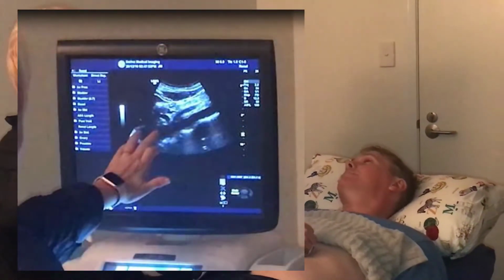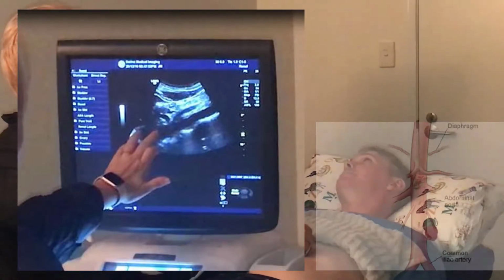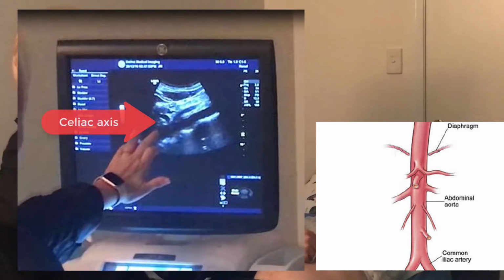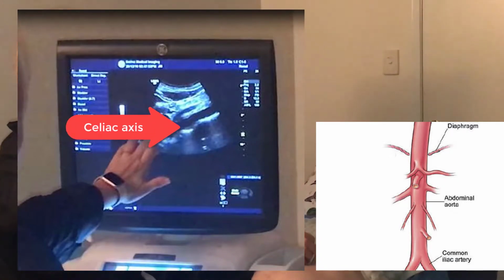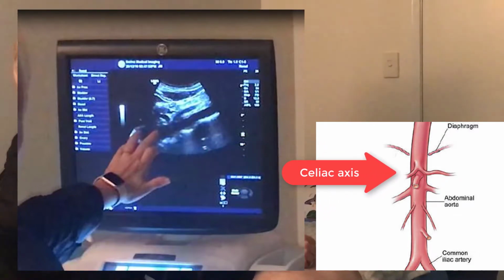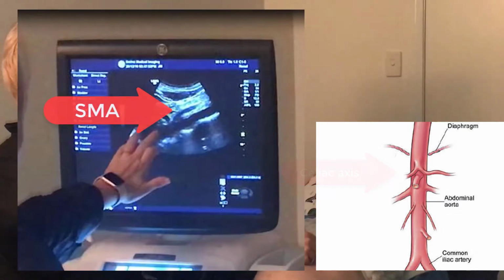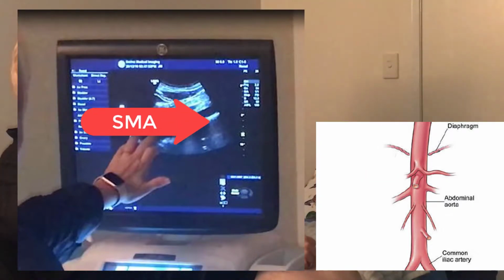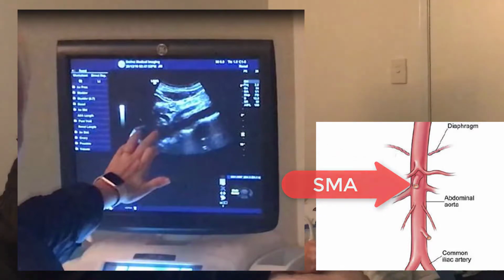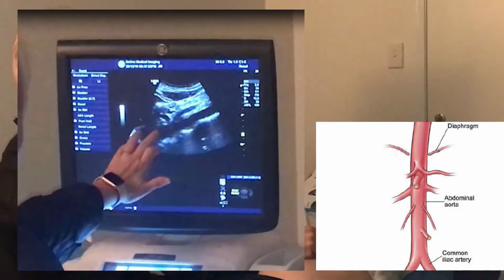The first branch is the celiac axis. You can see coming off the aorta here, it's the first major branch, and this supplies blood to the stomach, liver, spleen, pancreas, esophagus, and part of the bowel. The second branch is the superior mesenteric artery, or SMA we call it. This artery supplies a lot of the bowel in our upper abdomen and pancreas as well.